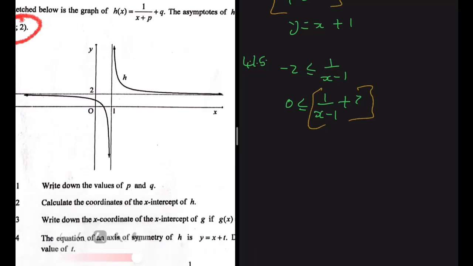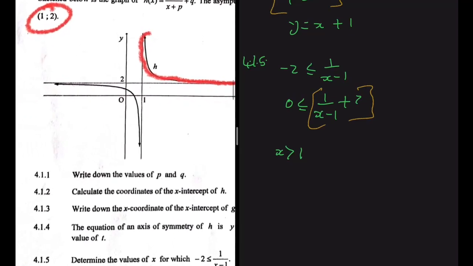We can see here that for this part of the graph, this part here, the graph is greater than 0, right? So for all those values of x on that part, they satisfy what we're looking for. So we can say that when x is greater than 1, our inequality is satisfied because h of x is clearly greater than 0, right?